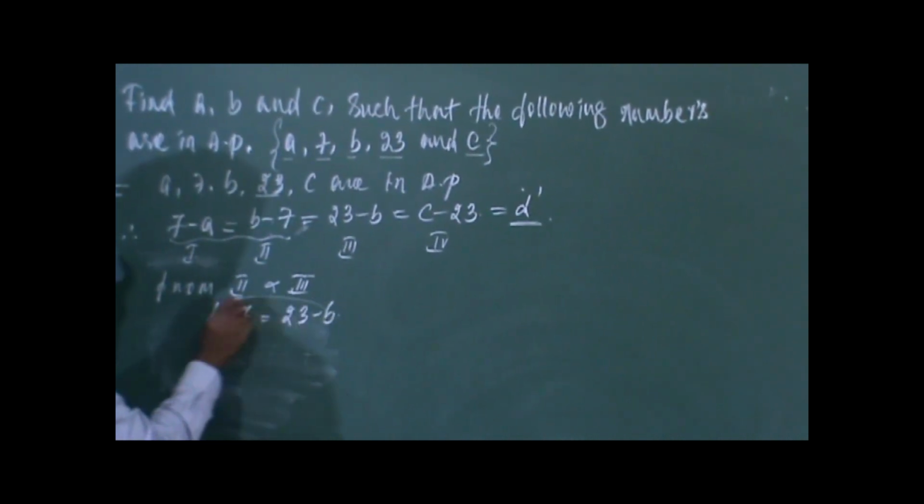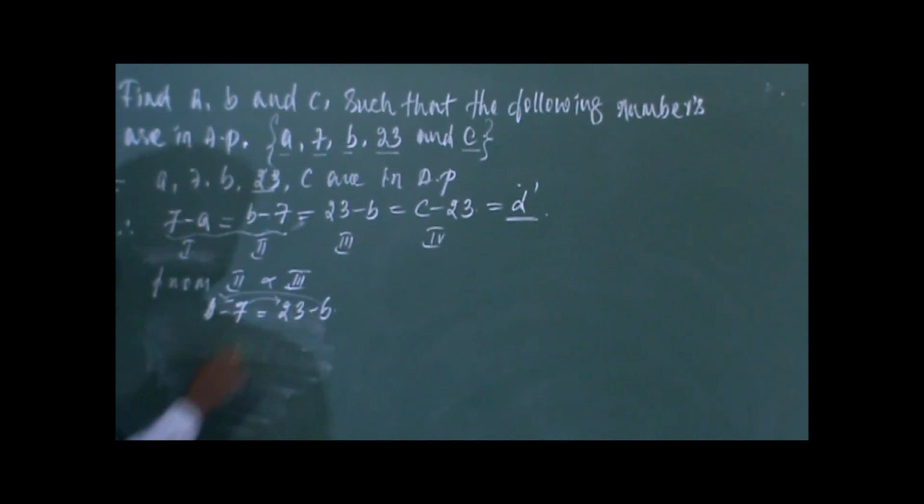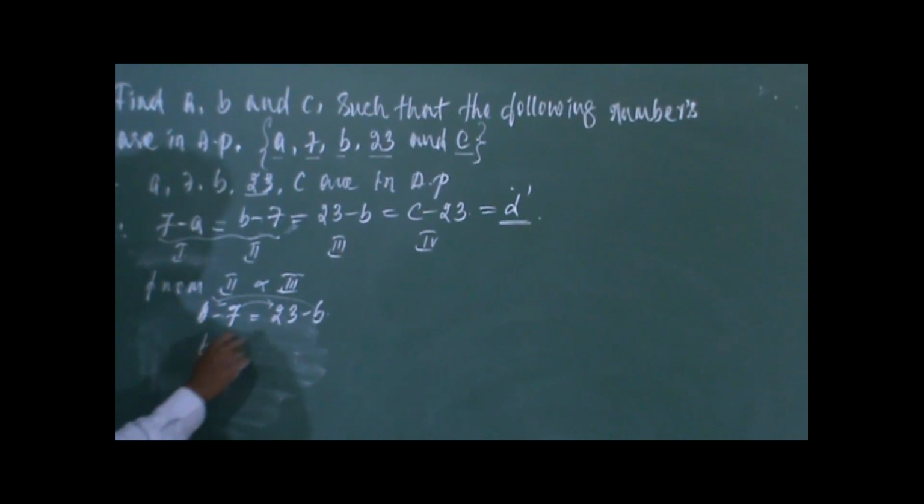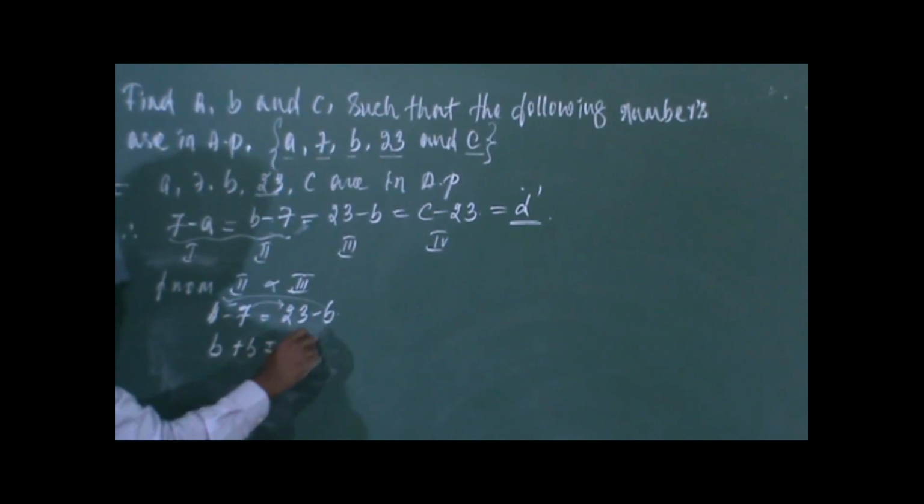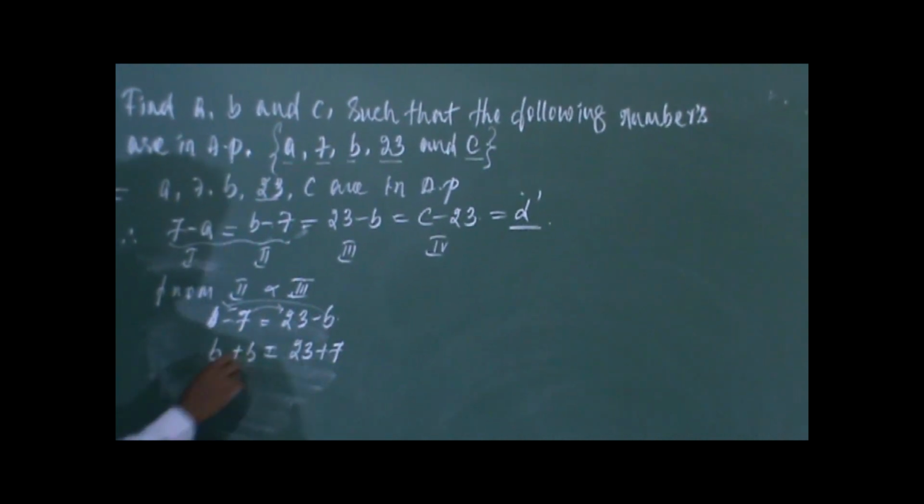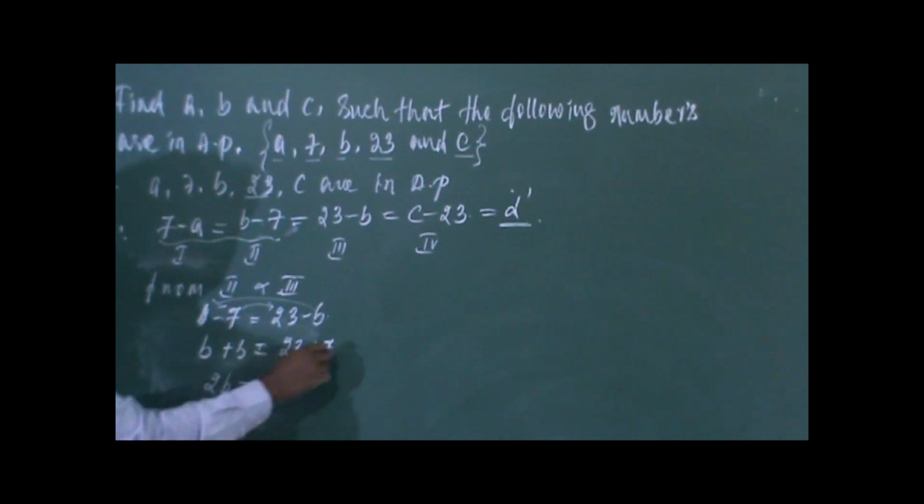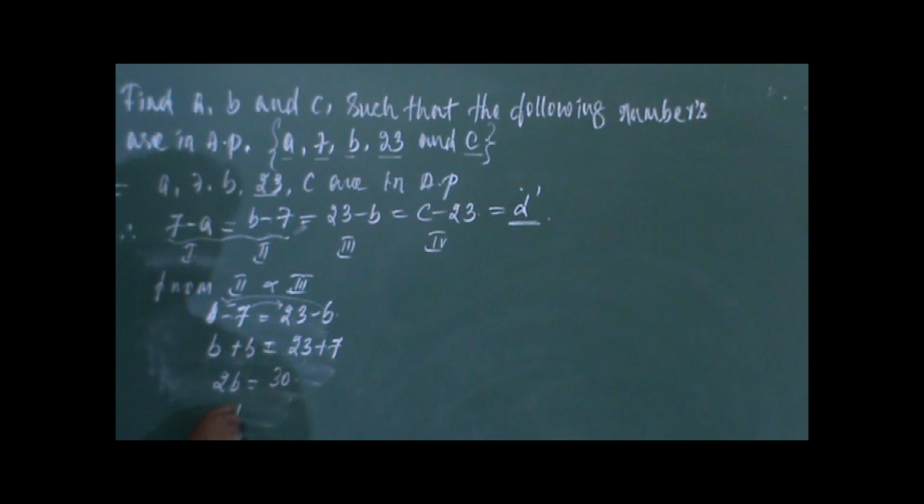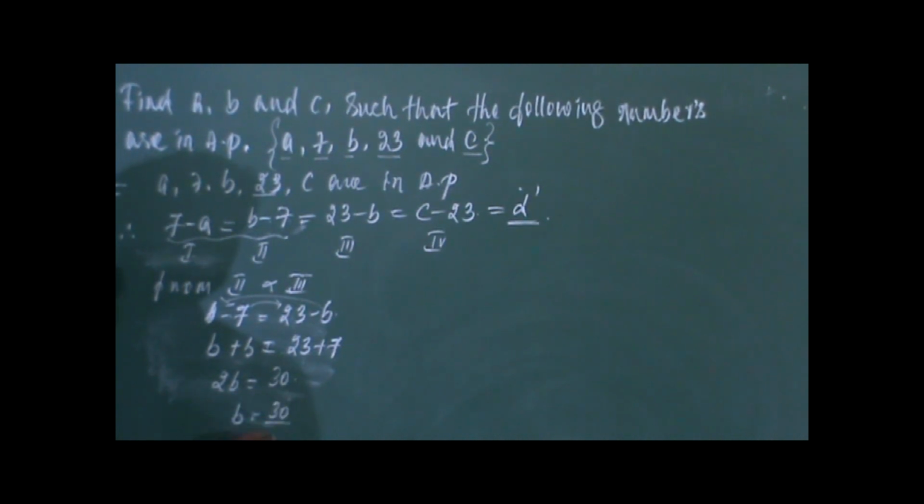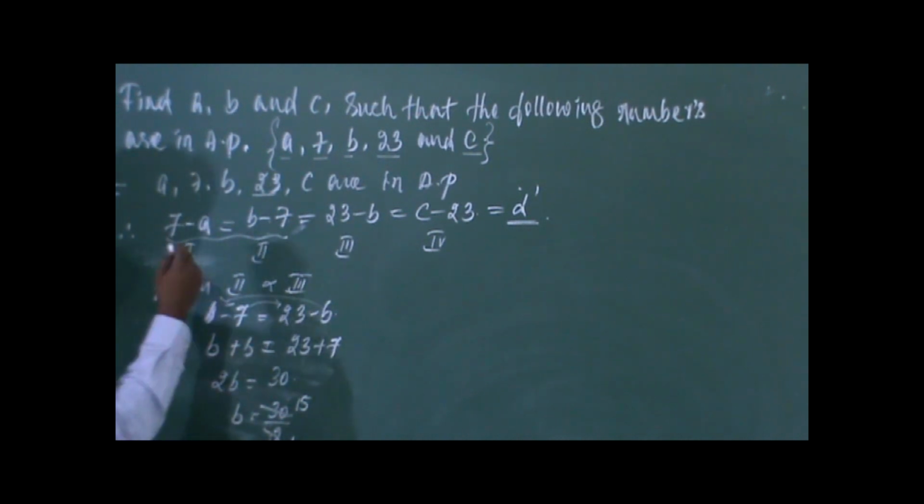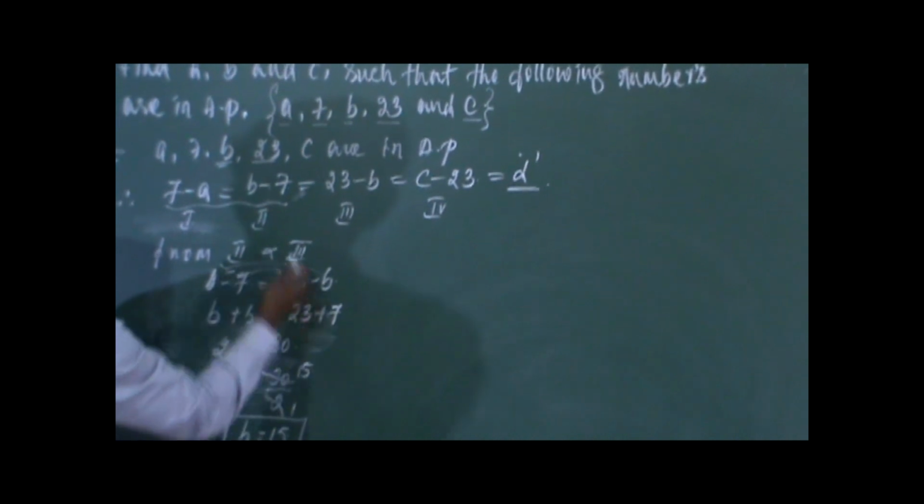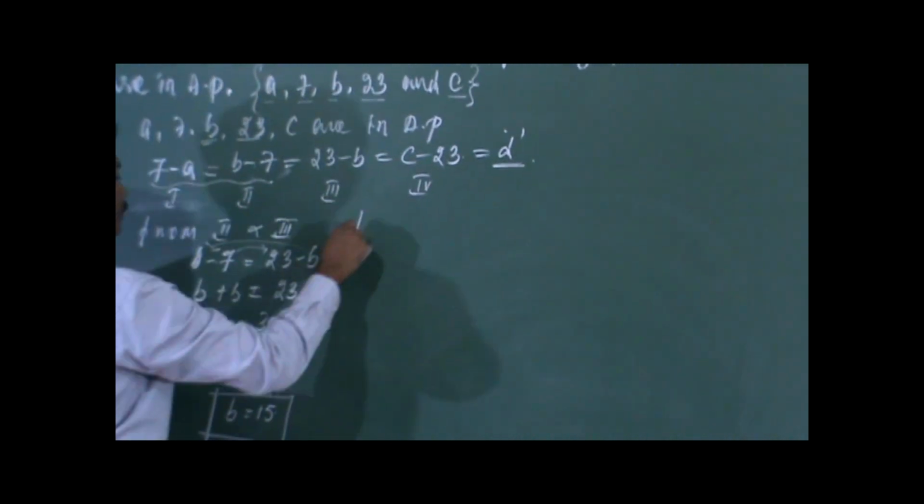Minus B gets transposed here and minus 7 gets transposed to the RHS. So B plus B is equal to 23 plus 7. So 2B is equal to 23 plus 7, which is 30. So B is equal to 30 by 2, which is 15. So we have got the value of B.